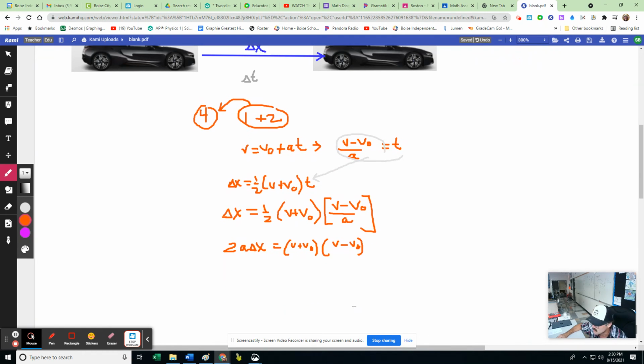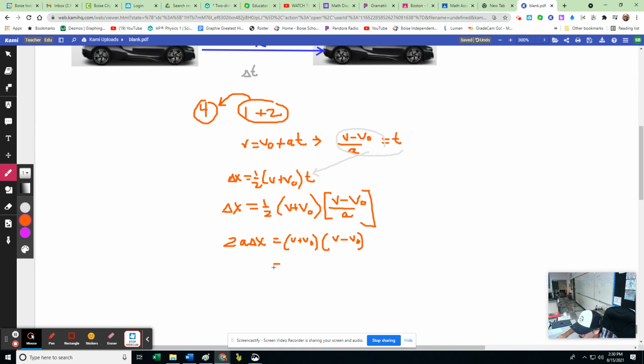This is like the difference of squares. And if you were to multiply these two things through these two things, you would find out that you'd have v squared minus VO squared over here. And that's all equal to 2A delta X. And we could do one last round. We could rearrange this so it says V squared is equal to VO squared plus 2A delta X. And there we go. There's number 4.